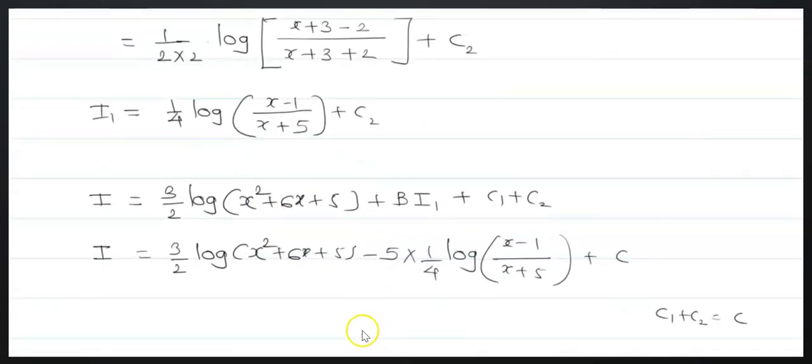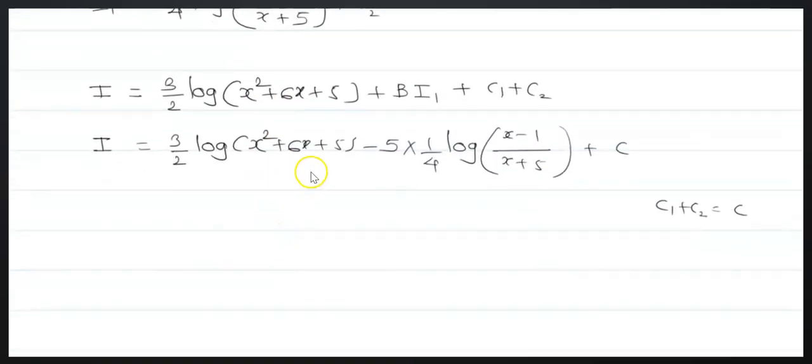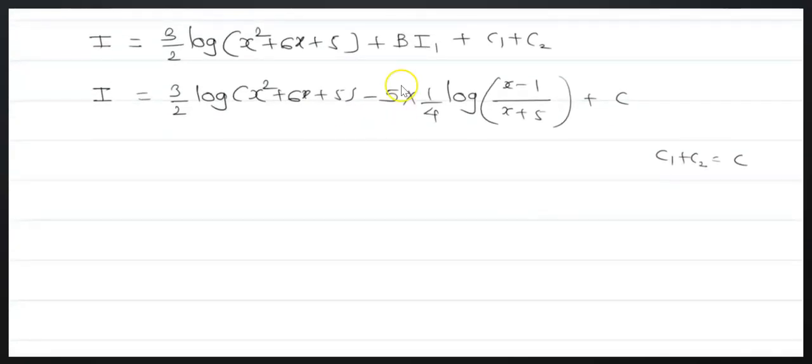Therefore, I is equal to 3 by 2 log of (x square plus 6x plus 5) minus 5 by 4 log of in bracket (x plus 1) upon (x plus 5). And here we always write c1 plus c2 as c.